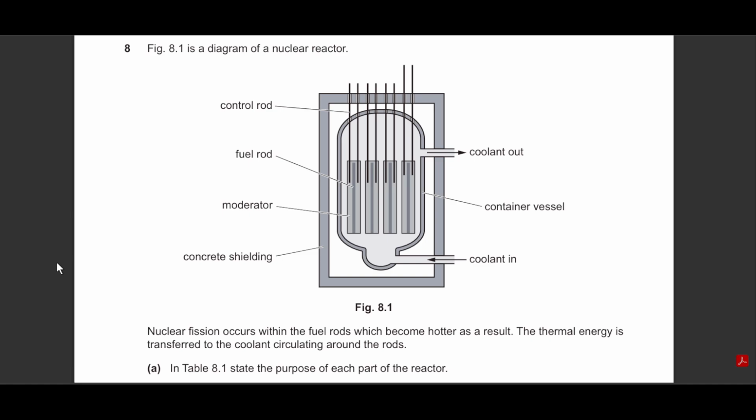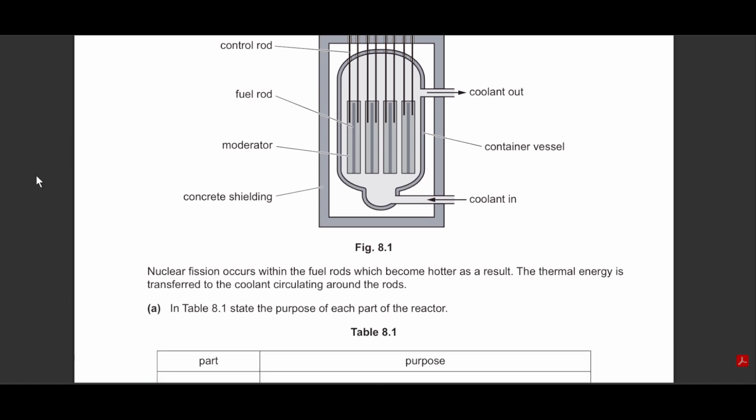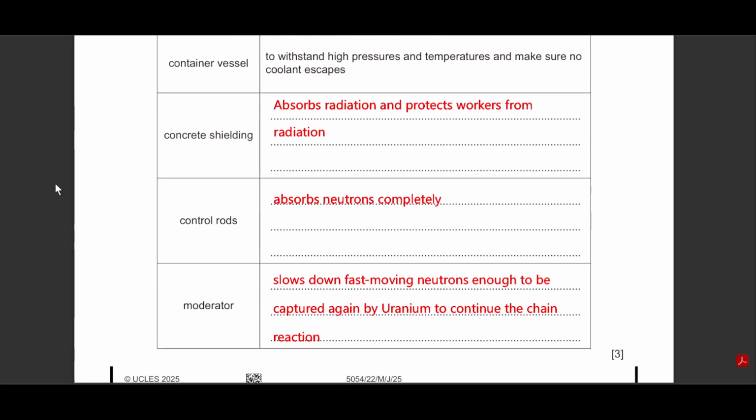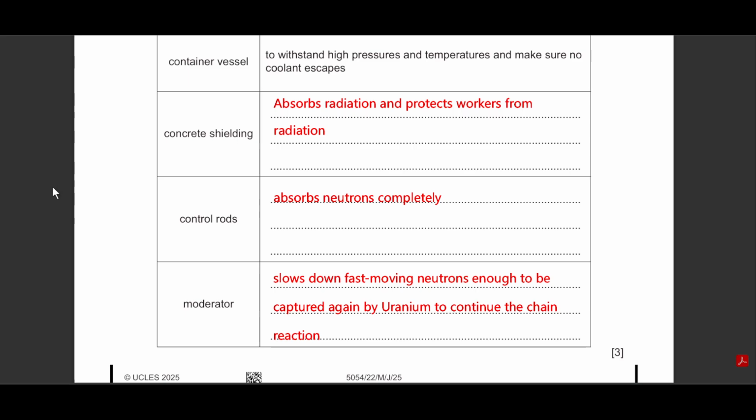Question B is from radioactive sources. This is a good question. Mark this question for yourself as a revision question. Always attempt this question before going through the examination. Anyways, this is a typical structure of a nuclear reactor. Is asking about the purposes of all of them. You can take a screenshot, note them down in your book, and memorize them.